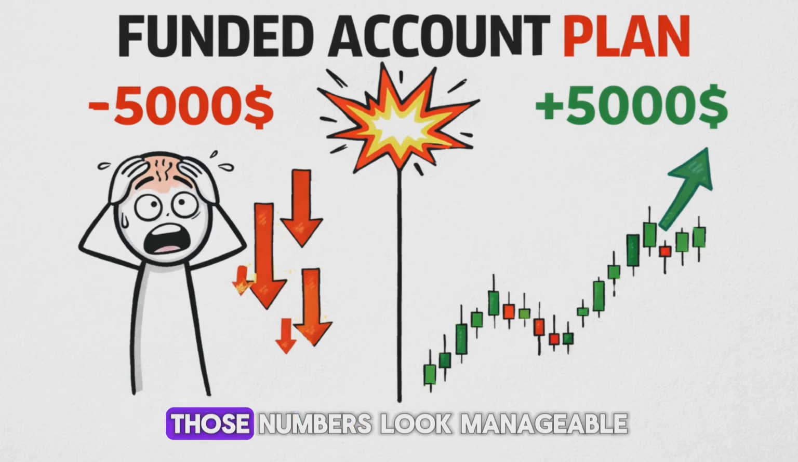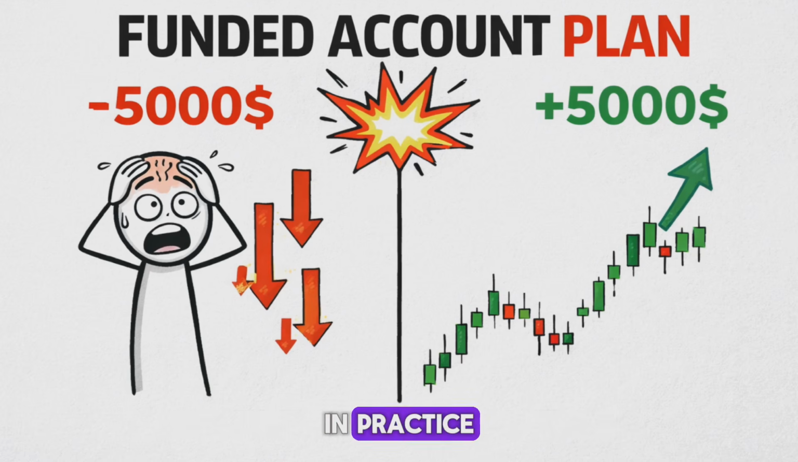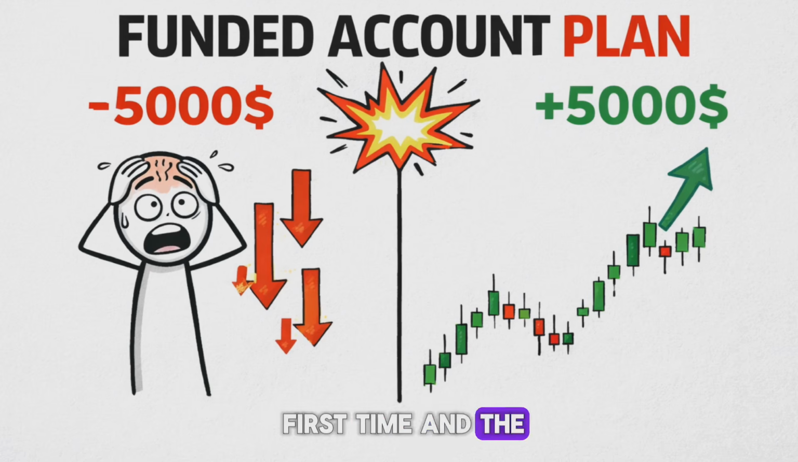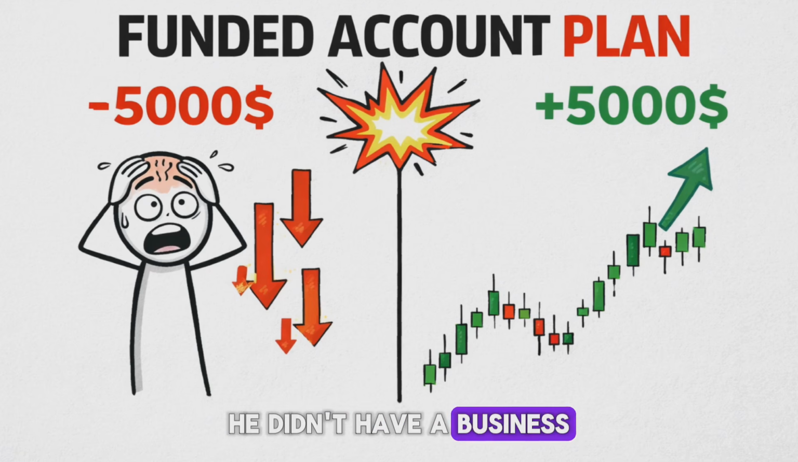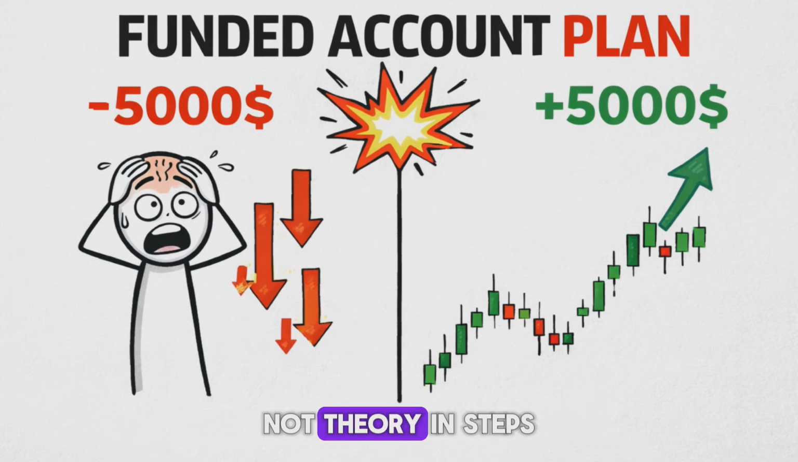On paper, those numbers look manageable. In practice, they destroyed him the first time and the second time, and it wasn't because the rules were too tight, it was because he didn't have a plan that fit inside those rules. He had a strategy, he didn't have a business. So let's talk about what a business looks like on a $50,000 account, not theory.